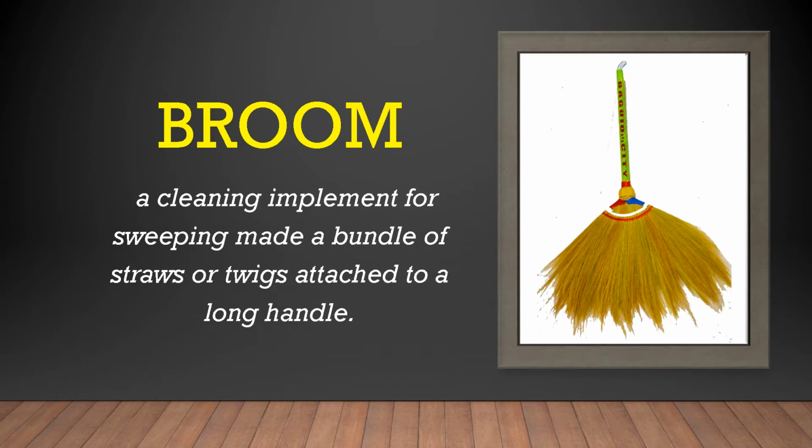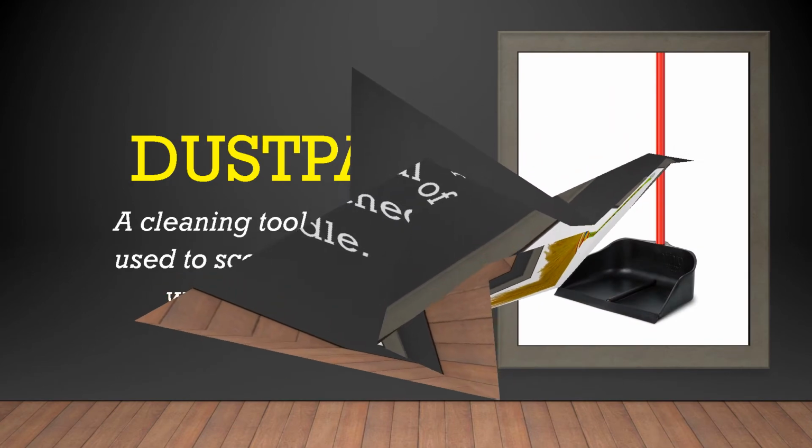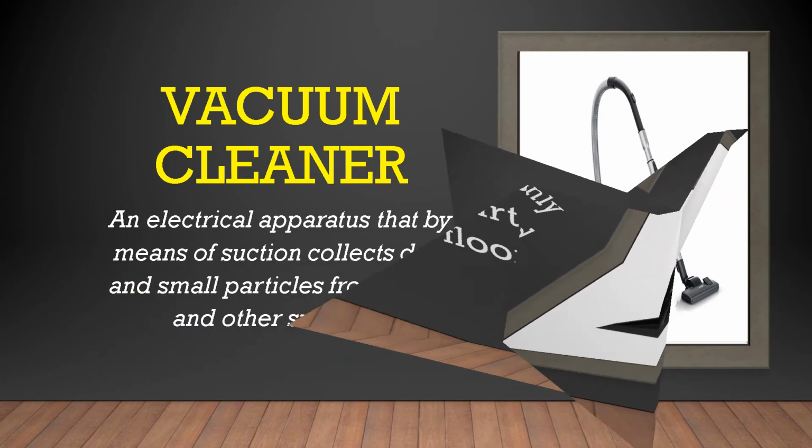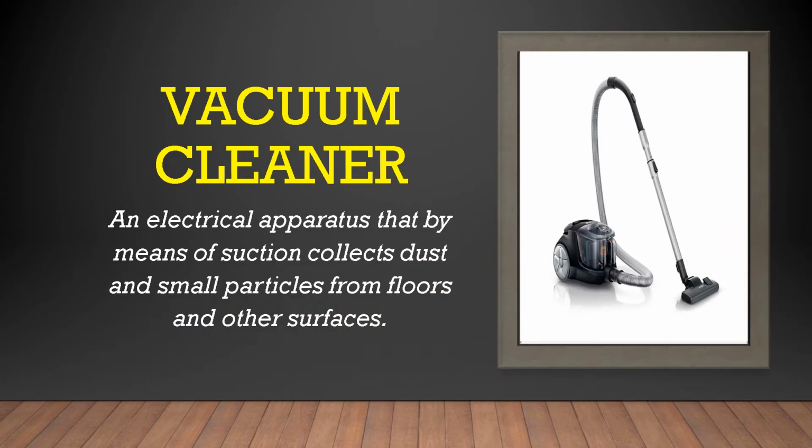Next is the dustpan. It is very popular and common. A cleaning tool commonly used to scoop the dirt and water on the floor. Next, of course, is the vacuum cleaner. A vacuum cleaner is an electrical apparatus, so it is an equipment that by means of suction collects dust and small particles from floors and other surfaces.